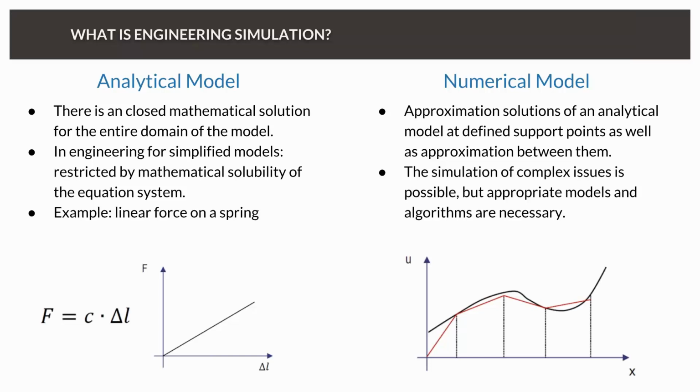A very good example for this is if we calculate a linear force on a spring, a relationship which is quite well known, which says that the force acting on your spring will be proportional to the elongation, and the proportional factor is the spring constant. Another example in fluid flows is the law of Hagen-Poiseuille, where we simplify a flow to a two-dimensional analytical problem.